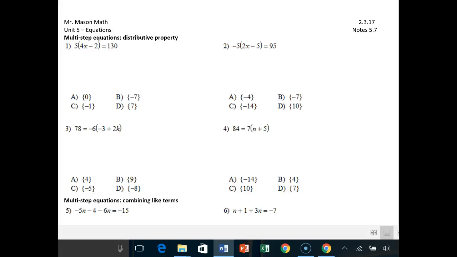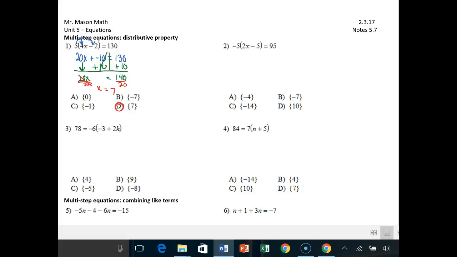First of all, multi-step equations with distributive property. I distribute, or multiply, the number on the outside of the parentheses by the terms on the inside of the parentheses. So 5 times 4x is 20x, and 5 times not 2, but negative 2 is negative 10. Once I do that, I have a two-step equation that I should be very familiar with and know how to solve. So I add 10 to both sides. That cancels out because it's 0. 20x is equal to 140. Then I divide both sides by 20, and I should get x is equal to positive 7.